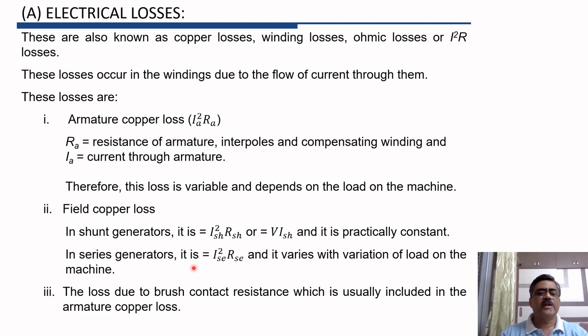Now the third type of copper loss is the loss due to brush contact resistance, but normally this loss is included in the armature copper loss.